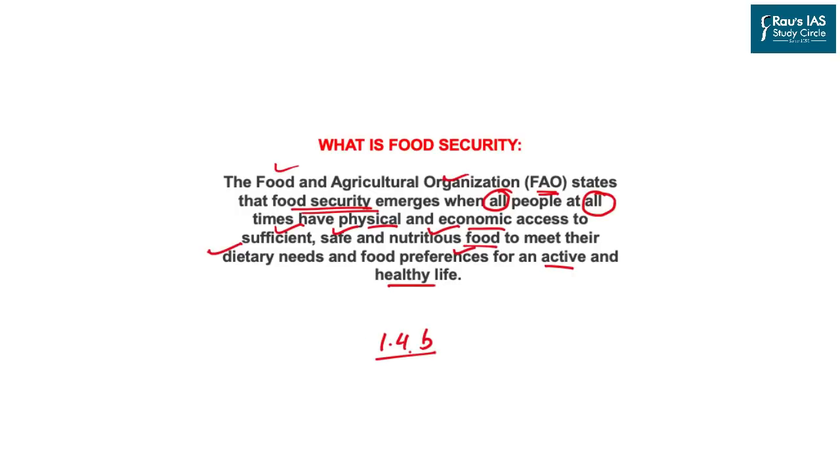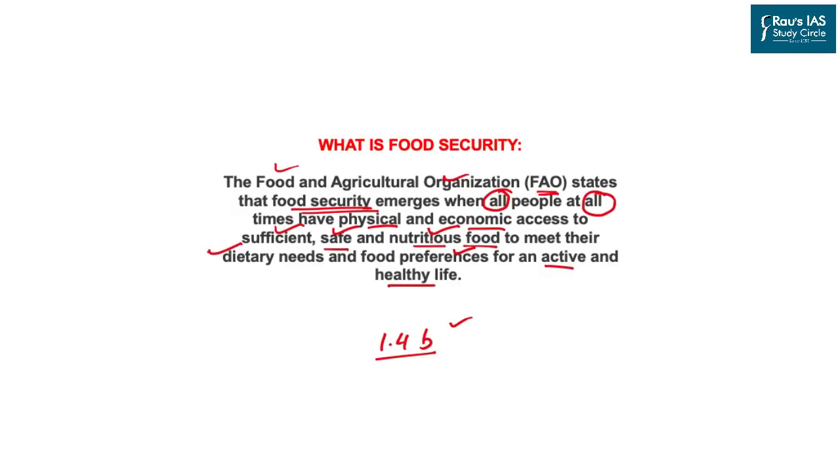India's population is 1.4 billion people. Hence, what is food security in this case? That all 1.4 billion people have access to food, both in terms of physical and economic access, means that they can buy the food whenever and wherever they want to. And not only just food, the food should be sufficient enough, it should be safe, that is, it should not be adulterated, and it should be nutritious.